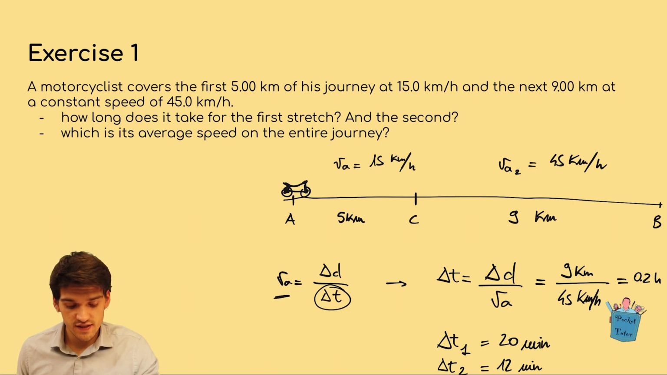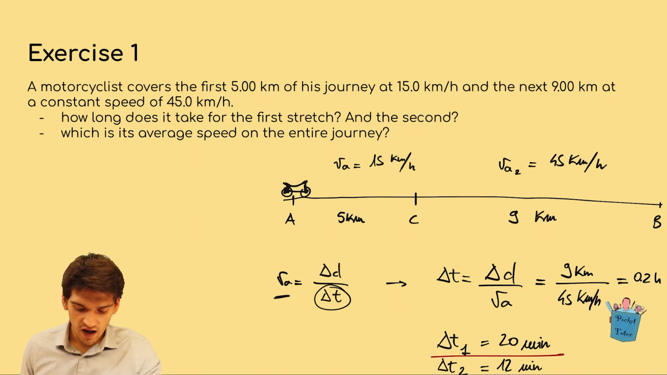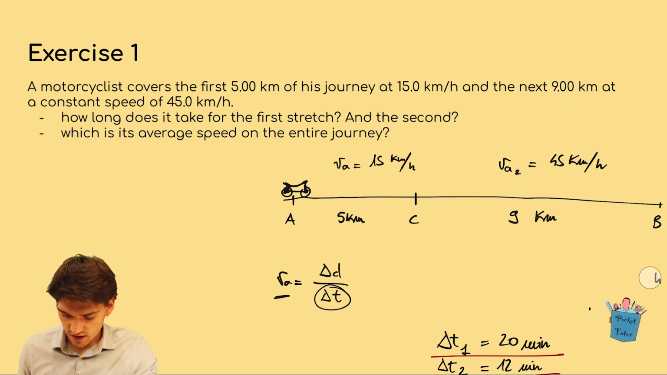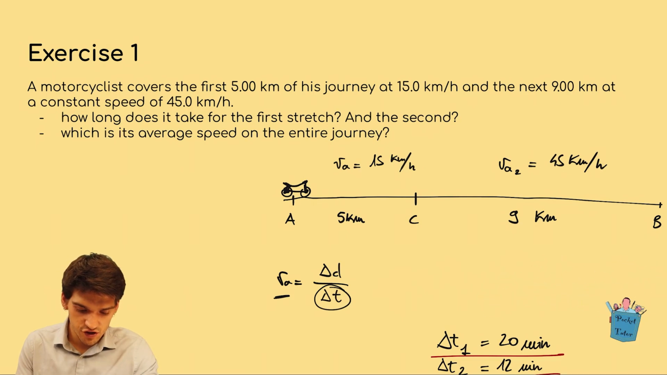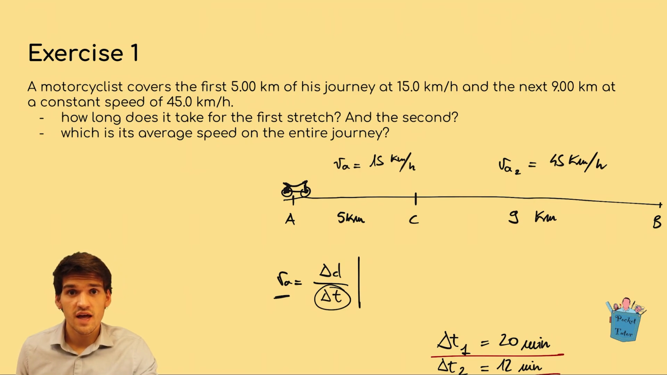So how long does it take for the first stretch? 20 minutes. And how long does it take for the second one? 12 minutes. And this answers the first question. While for the second one, it asks us which is the average speed of the entire journey. Well, in this case, we know that the average speed is given by the ratio between the distance traveled and the time needed to travel that distance.